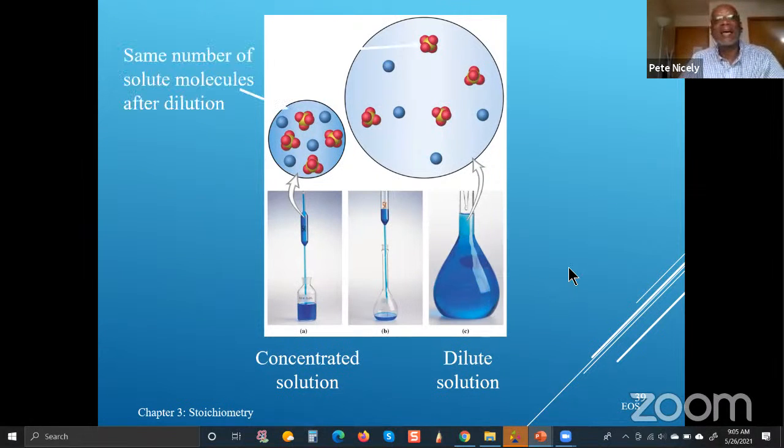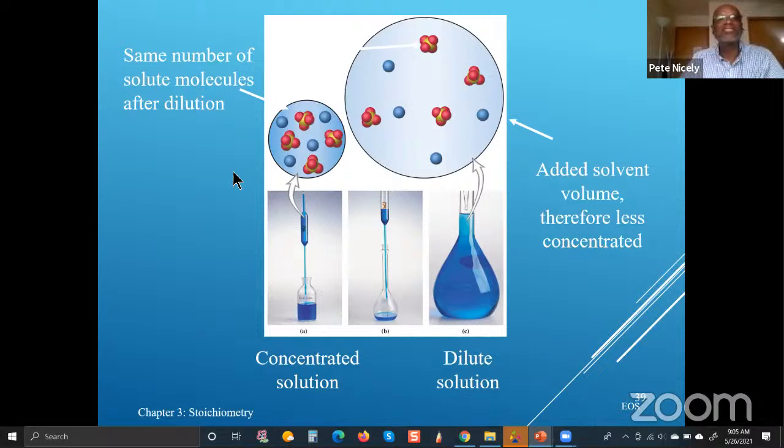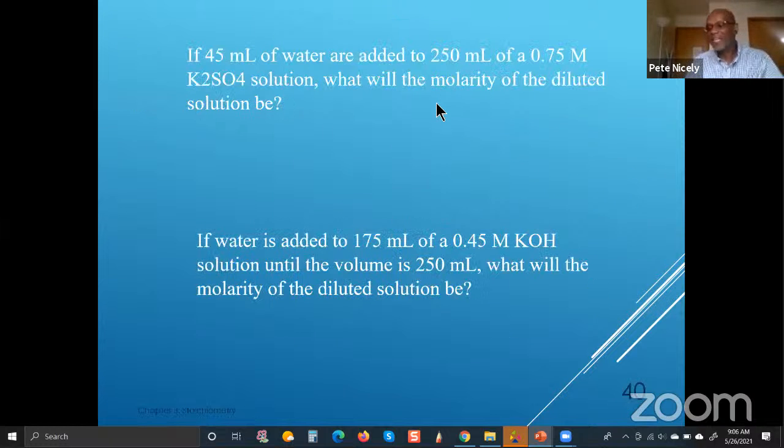Now, before we move on to the next slide, again the key thing you need to remember is that all you're doing to the solution is increasing the volume. You're not changing the amount of solute, as stated here. It's the same number of molecules present, or in this case, ions present, before and after the dilution, all right? However, because you're increasing the volume, the resulting solution will be less concentrated, or you could say more dilute. So here are a couple of examples of dilution type problems.